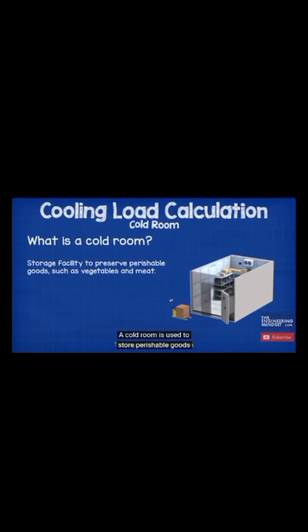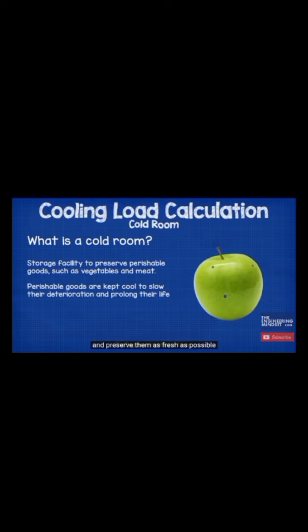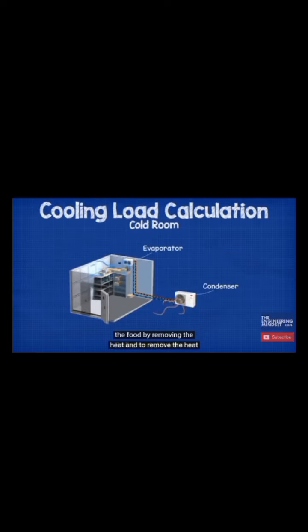A cold room is used to store perishable goods such as meat and vegetables to slow down their deterioration and preserve them as fresh as possible for as long as possible. Heat accelerates their deterioration, so we need to cool down the food by removing the heat. To remove the heat, we use a refrigeration system, as this allows us to accurately and automatically control the temperature to preserve the goods for as long as possible.